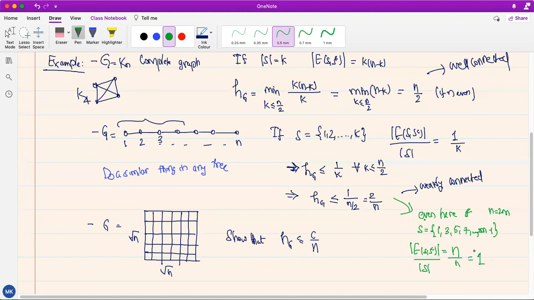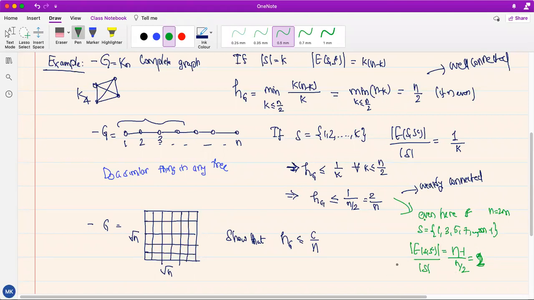It may not be an exact calculation. Maybe it is 1 minus 1 by n or something. I don't care about that. But you see, this number will be n minus 1, so n minus 1 by n by 2. So this may be 2 or something like that. Whatever it is, it is way larger than this 2 over n. You see, this number 2 here is much larger than this.